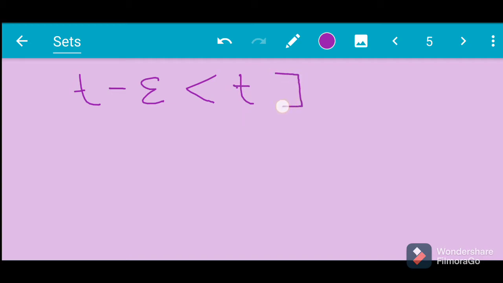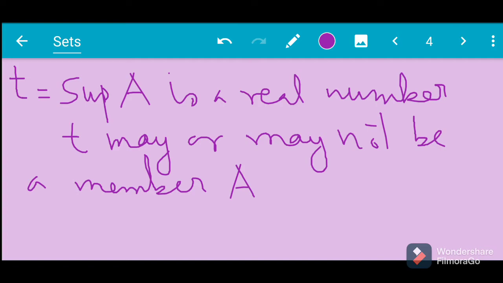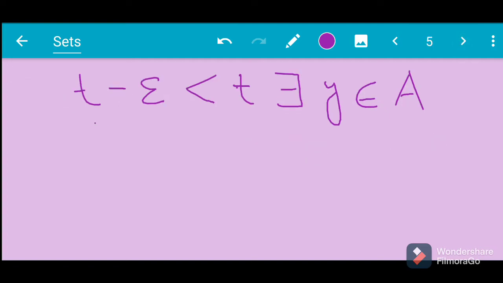In that case, there exists some y in the set, because remember your set is A, such that T minus epsilon is less than y is less than T. So there exists a number which is between T minus epsilon and T. It means T minus epsilon is no longer an upper bound. So if you subtract anything from supremum, the resulting number can't be an upper bound. So this is a supremum.